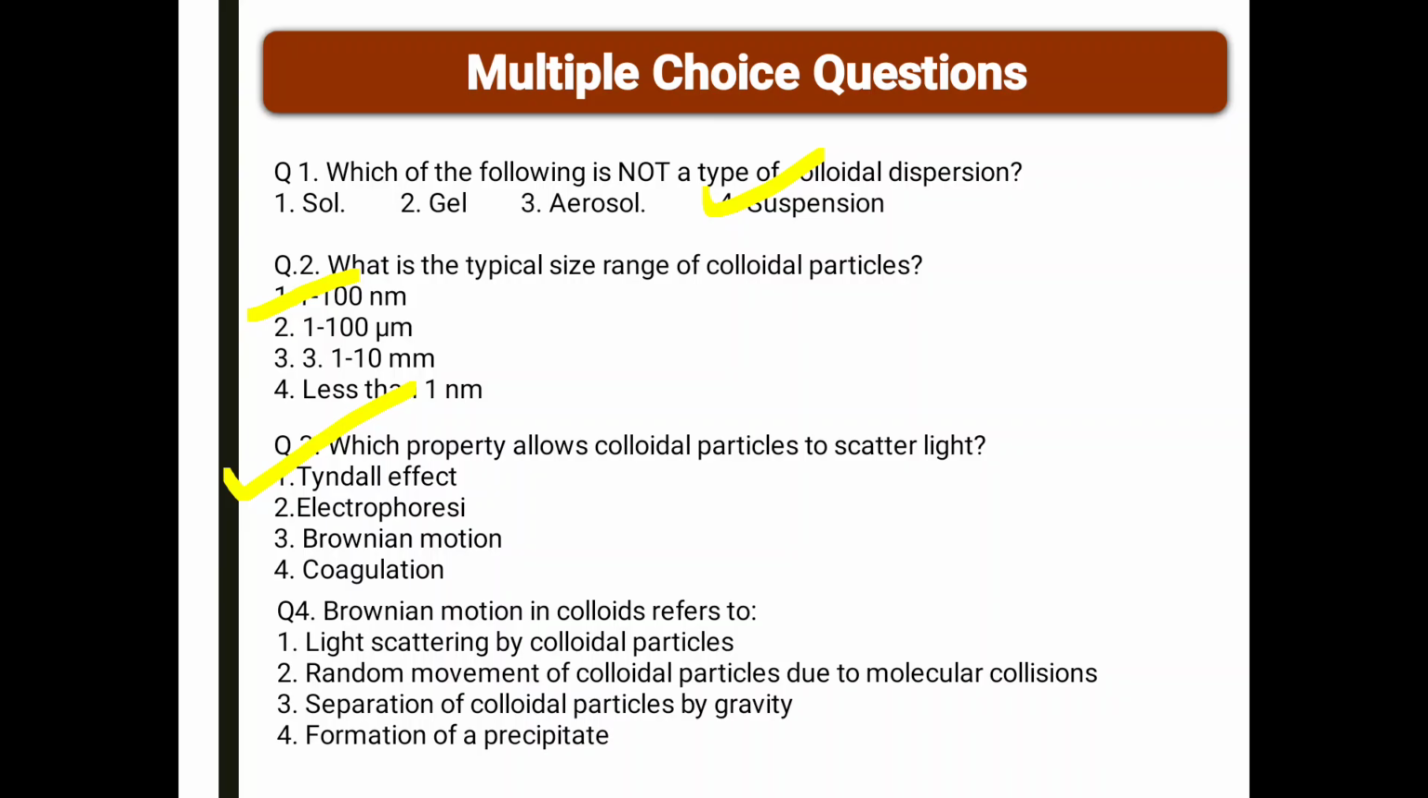Next, Brownian motion in colloidal particles. Fourth question: Brownian motion in colloids refers to: first, light scattering by colloid particles. Second, random movement of colloid particles due to molecular collision. Third, separation of colloid particles by gravity. And fourth, formation of precipitate. So Brownian motion is random movement; the second option is correct, random movement of colloidal particles due to molecular collisions.